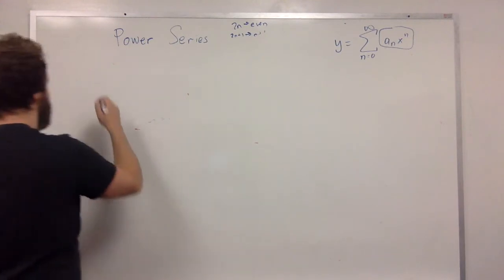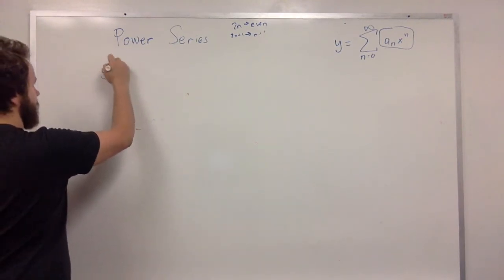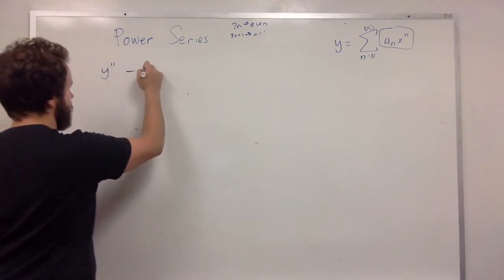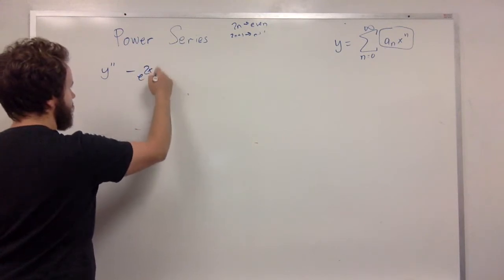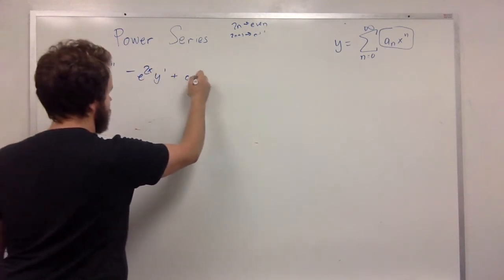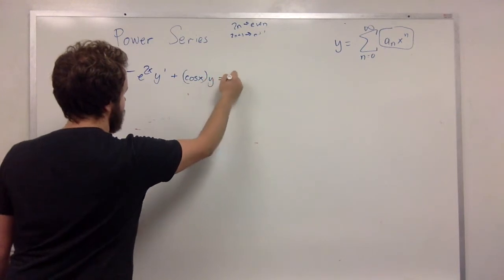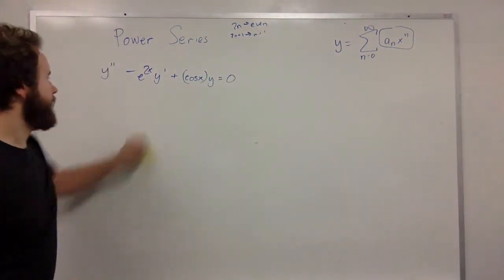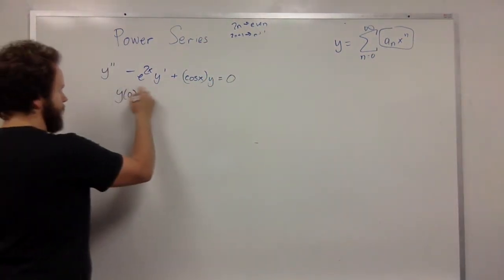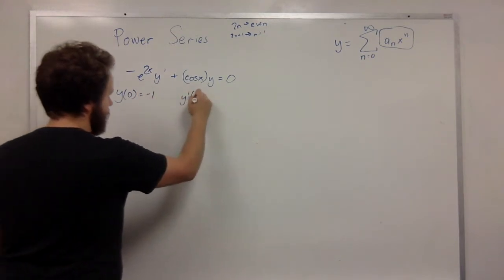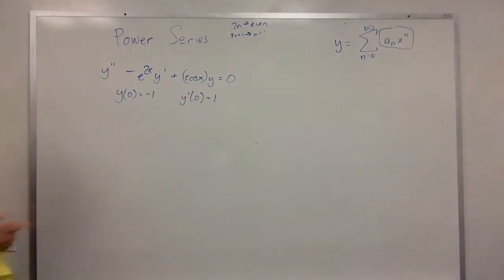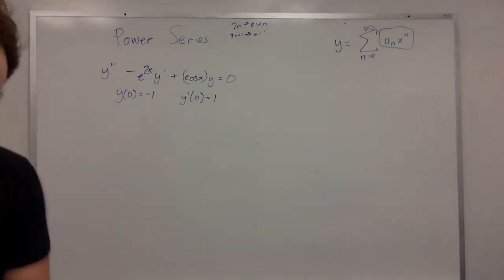Okay, I'm ready. Alright, y double prime minus e to the 2x y prime plus cosine x y equals 0. And then the initial values: y at 0 is -1, and y prime at 0 is 1. Okay. So we have e to the 2x and cosine of x. And again, these are power series that we know.